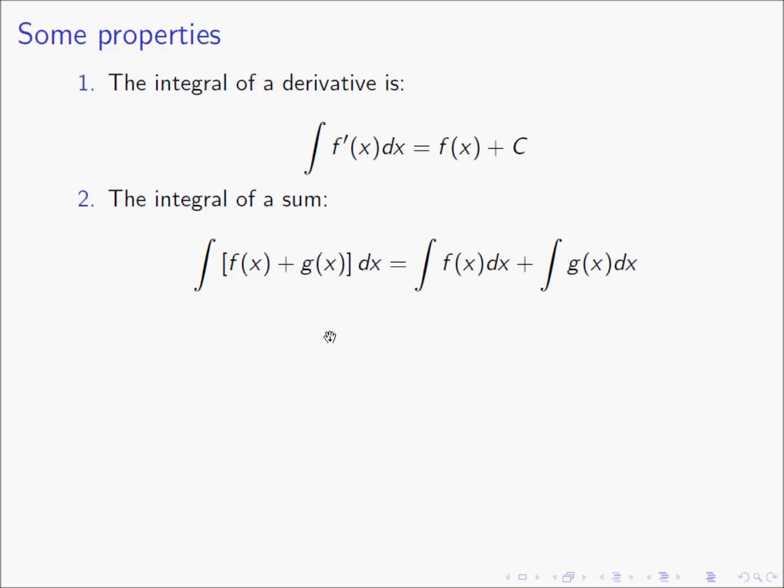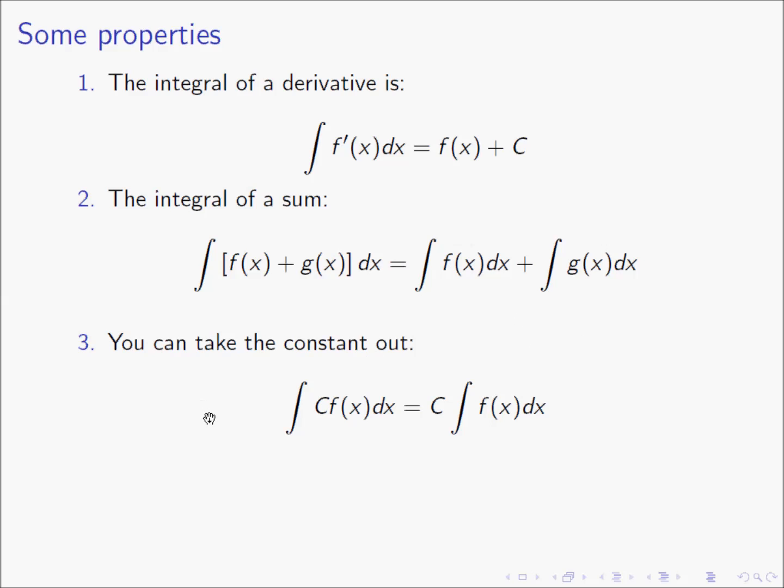Another property is the property for sums. It says that if you take the integral of the sum of two functions, that will equal the sum of the integrals of each of the terms. And this comes from the analogous property for derivatives. And also, if you are integrating a function times a constant c, you can take the constant out of the integral sign and integrate what is left inside. This also comes from the analogous property for derivatives.